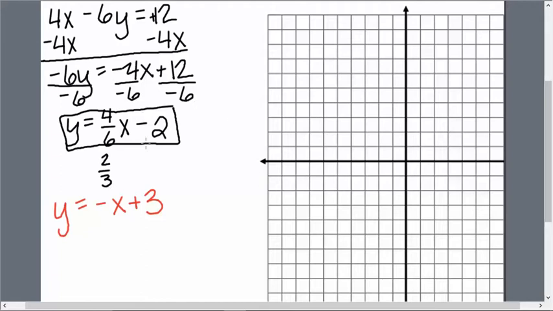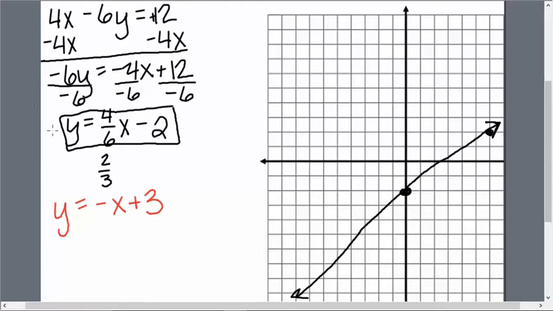So this one says our y-intercept, so I am going to stick a dot at negative 2. And 4 over 6, or 2 over 3, this says up 4 and over to the right 6. So from my dot, up 4, 1, 2, 3, 4, 5, 6. And then as long and as straight as you can make it go all the way across the graph, and then stick arrows at the end of it.